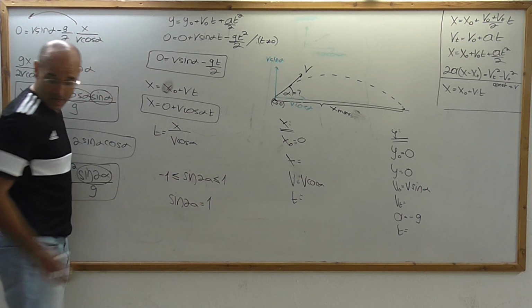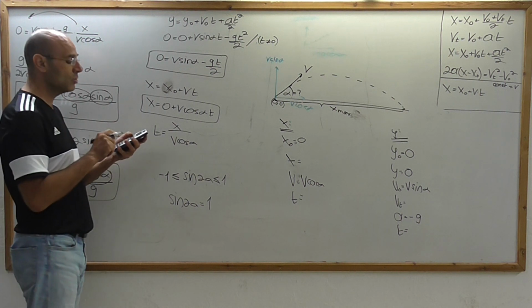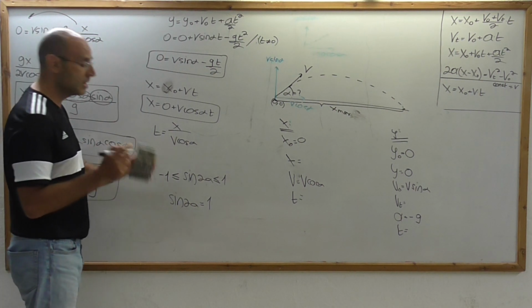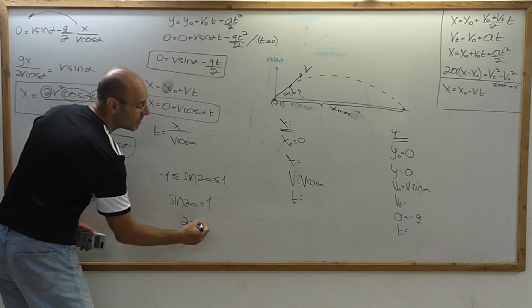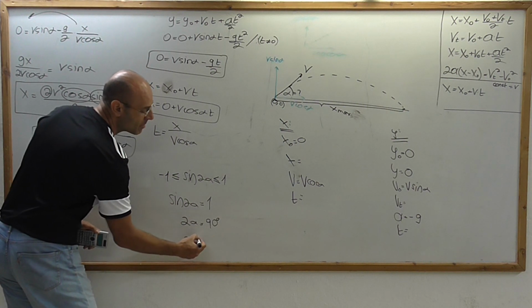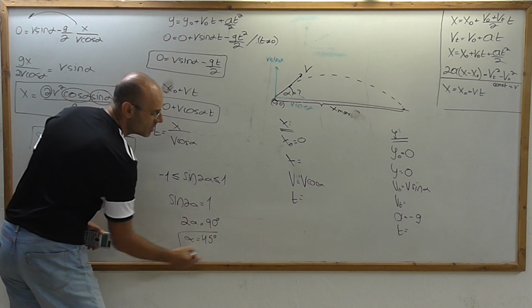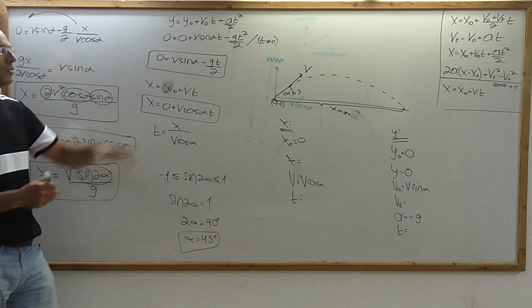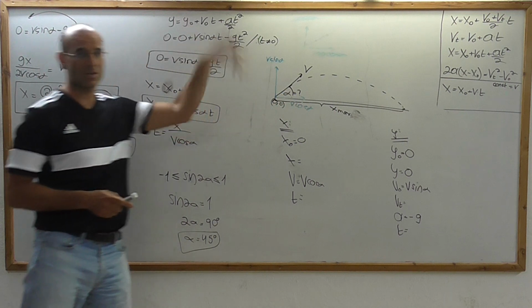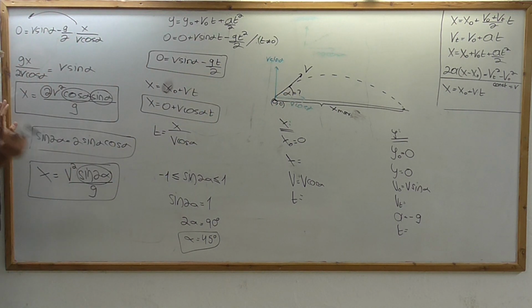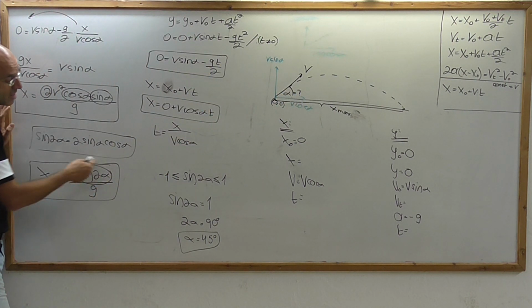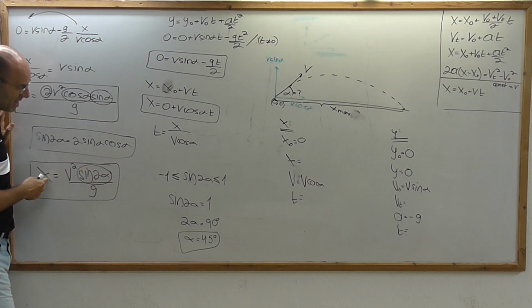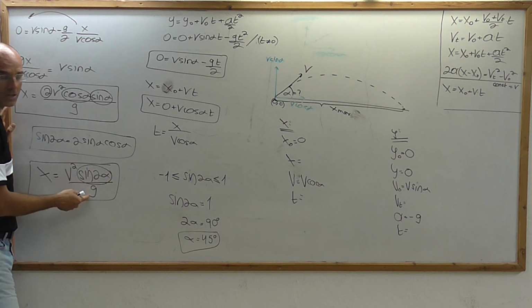And now I go to the calculator and I do shift sine of 1, which gives 90 degrees. So 2 alpha must be 90 degrees, so alpha must be 45 degrees. And this is the proof that if we choose 45 degrees, I'll get the max range. And if I want to know what the max range is, sine 2 alpha is 1, so the max range is v squared over g.